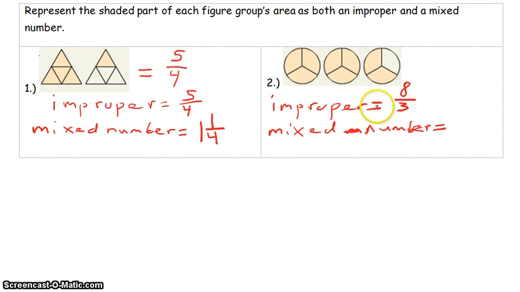Now for our mixed number. We have 2 whole figures shaded in here. So our whole number would be 2. Now our denominator of the fraction will remain 3. And our numerator would be the other shaded parts that are not part of the whole figures that are shaded. So we have 2 additional shaded parts. So it's 2 2/3.